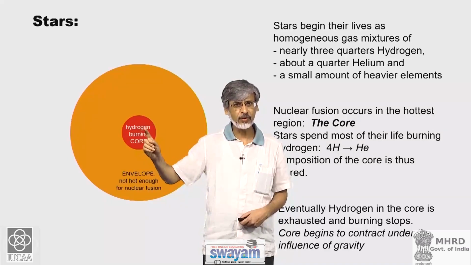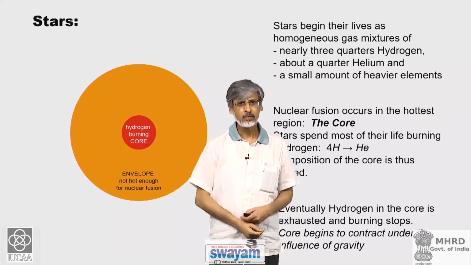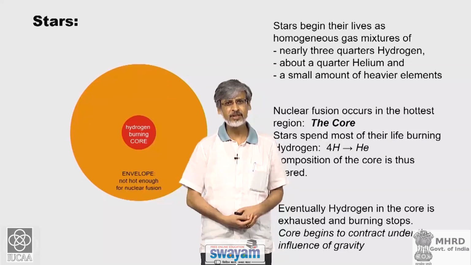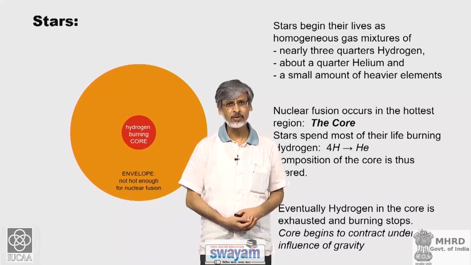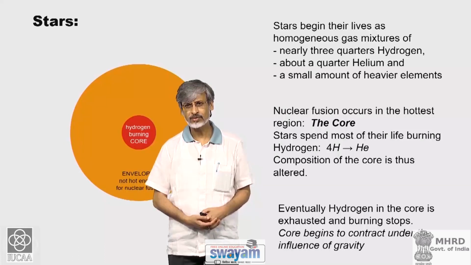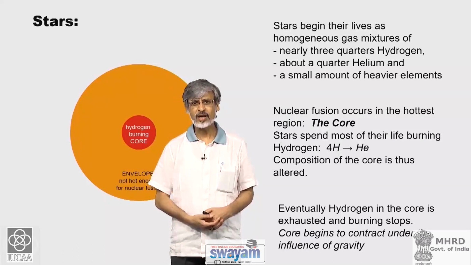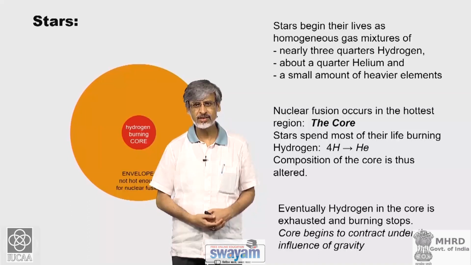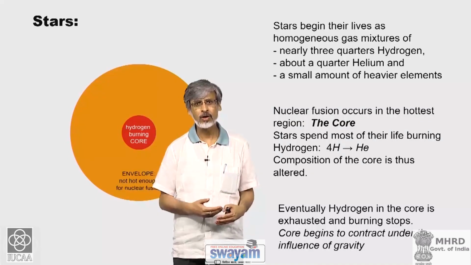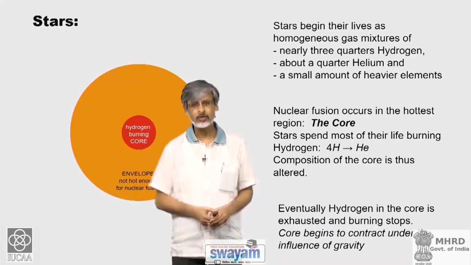So, in the core, we started with 75% hydrogen and 25% helium, but now more and more hydrogen is being converted to helium. So, therefore, the composition of the core is going to change with time. Eventually, there will be no hydrogen left in the core. Once the hydrogen in the core is exhausted and the burning can no longer proceed because the fuel is exhausted, the core then stops generating energy.